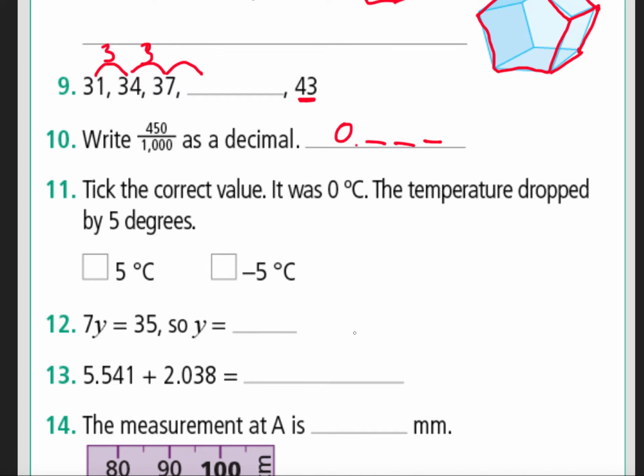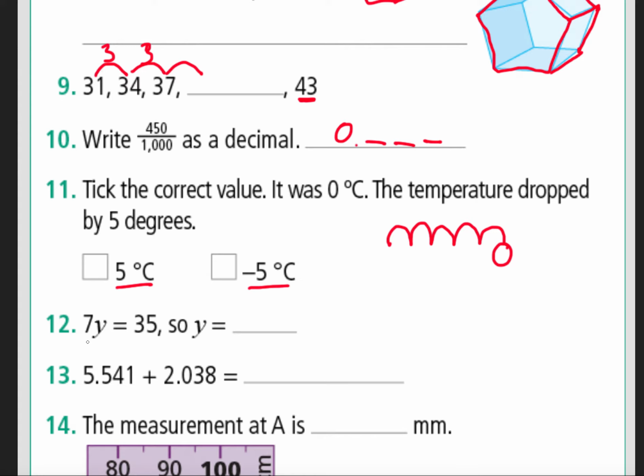Number 11, tick the correct value. It was 0 degrees Celsius. The temperature dropped by 5 degrees. So, did the temperature go to 5 degrees Celsius or -5? Remember, we're starting at 0 and we're dropping back 5. So where do we land if we start at 0 and we go down, or we drop backwards? We'll go 1, 2, 3, 4, 5 places, and it'll be a negative.